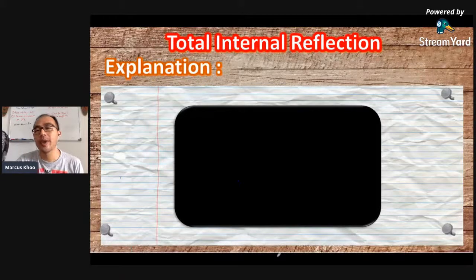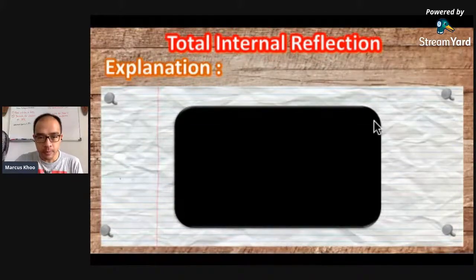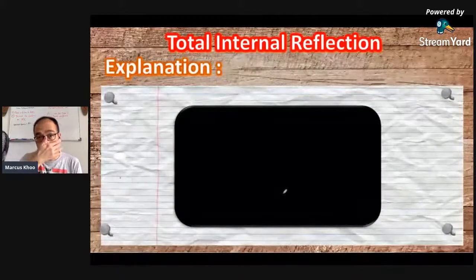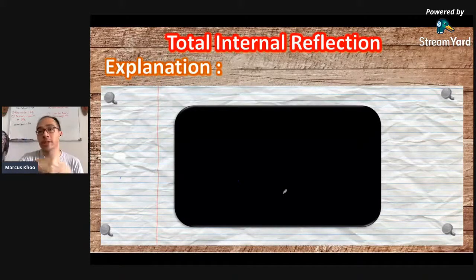Wow, I like the way he said cool science. Yeah, anyway, so that's basically an explanation of why the water doesn't go straight, but it follows the stream.